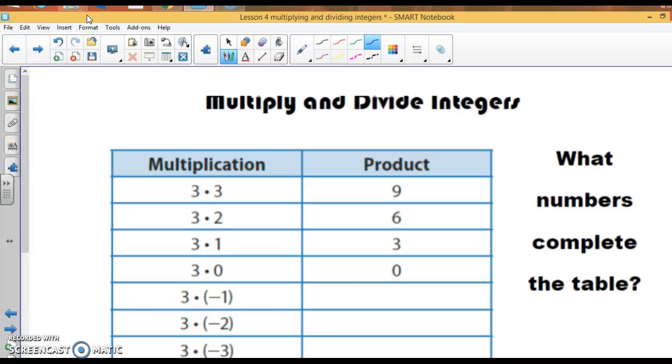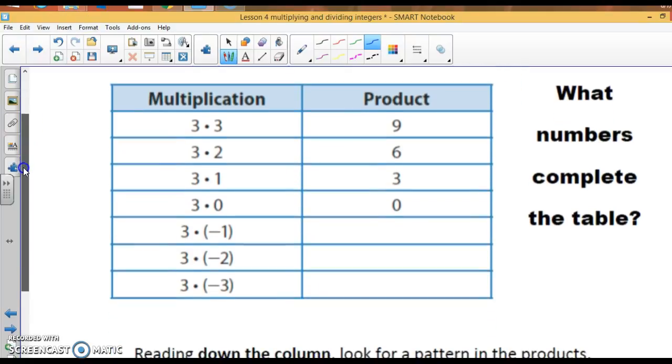These two tables that we're going to do are going to show us a pattern. And it will help us come up with the rules of multiplying and dividing integers. So 3 times 3 is 9. 3 times 2 is 6. 3 times 1 is 3. 3 times 0 is 0.